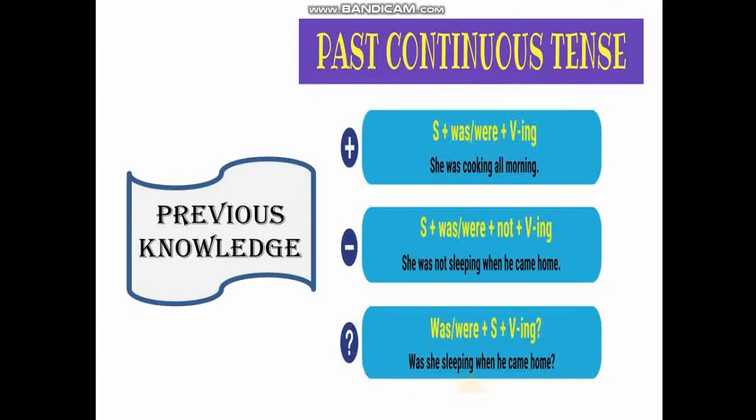So dear students, let's move to past continuous tense, and it is all about using was, were plus first form of verb with ing. For making positive or affirmative sentences we use was, were with verb plus ing, and for making negative, subject plus was, were plus not plus first form of verb and ing. Similarly, for making interrogative we use was and were plus subject plus verb plus ing.